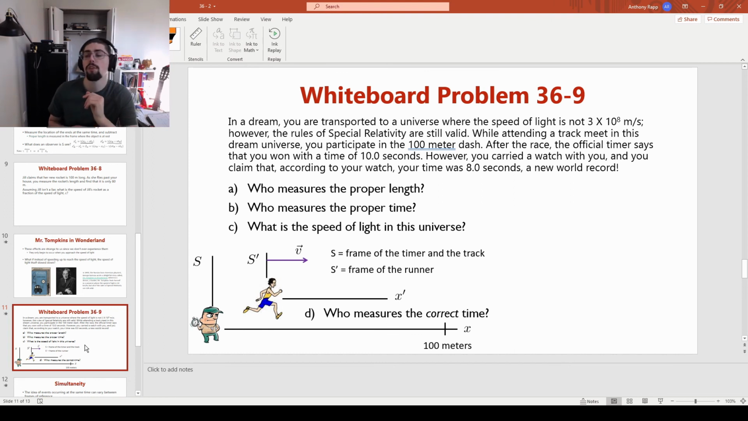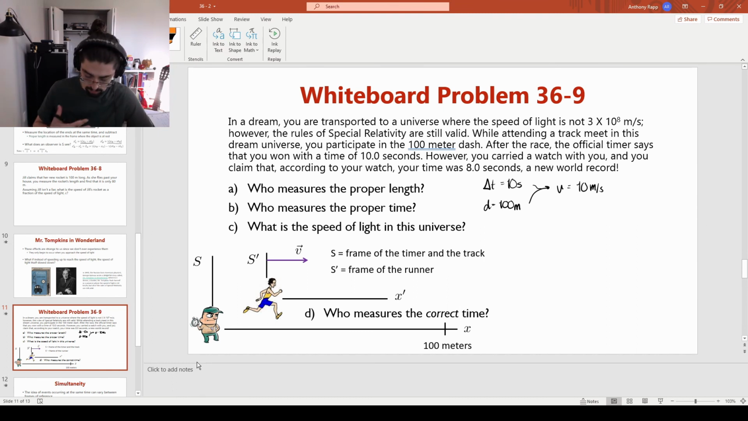But let's find the speed limit of this universe really fast. From the perspective of the timekeeper, let's go from the perspective of S, they are going to see you travel a distance of 100 meters in a delta t of 10 seconds. So you are moving at a speed of 10 meters per second according to them. According to yourself, you're not moving at all, because you look down and you're still there. The track is coming towards you. You're not going towards the track. But they see you moving 10 meters per second down the track.